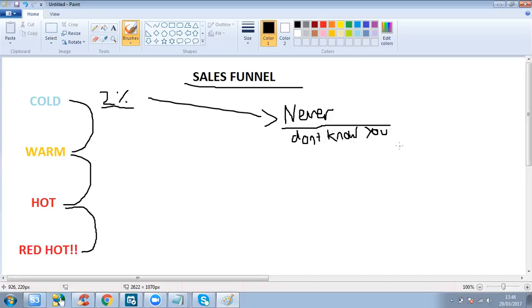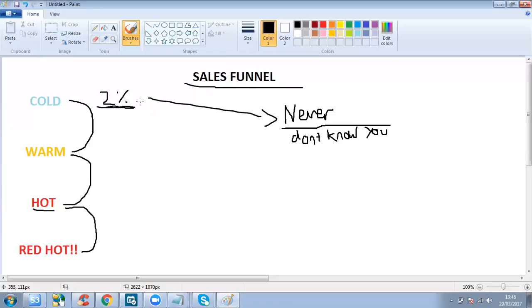And cold traffic converts at the lowest percentage, just because they don't know you, they don't like you, and they don't trust you. But that's where you make up for that in numbers. So what I do and what Abigail does is we send a lot of cold traffic through our sales funnel, and some of those people are going to be warmed up and go down to the red hot and the hot categories. And some, this 2%, if you've got a lot of people going through your funnel, you're going to get a lot of sales.